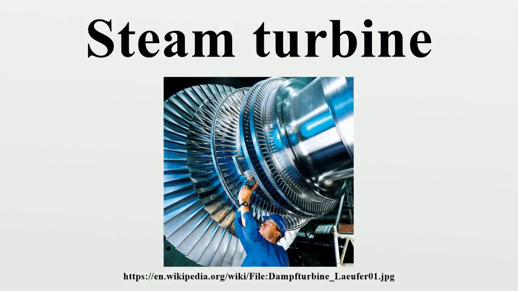A steam turbine is a device which extracts thermal energy from pressurized steam and uses it to do mechanical work on a rotating output shaft. Its modern manifestation was invented by Sir Charles Parsons in 1884. Because the turbine generates rotary motion, it is particularly suited to be used to drive an electrical generator.